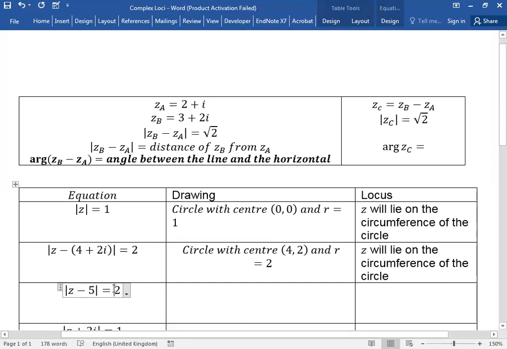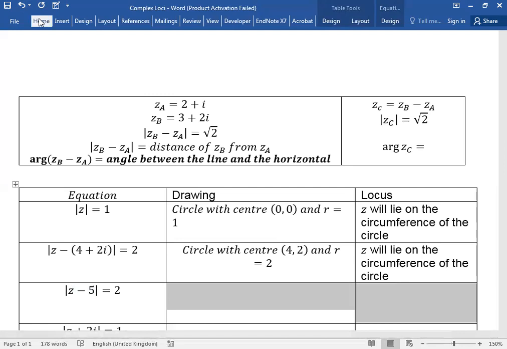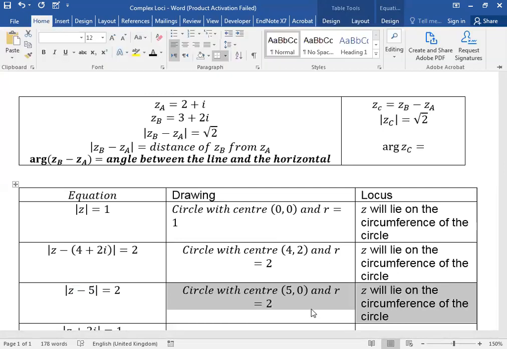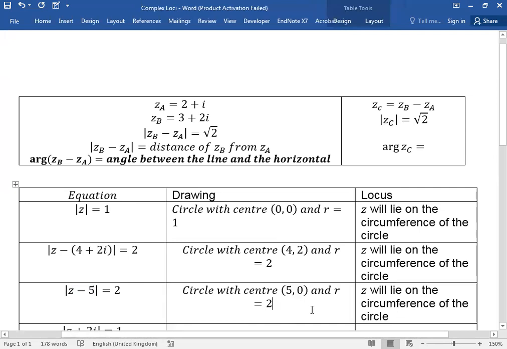Okay, now if I ask you the mod of Z minus 5 is equal to 2. What does that mean? Again, I don't know what Z is, where the complex number Z lies. So what will I say? That the distance of Z from 5, now if I'm saying just 5, that means a real value of 5, is 2. Again, understand the drawing and the locus. Both are two different things. So you'll still be drawing a circle. The center will be 5, 0. The radius is 2, and you will say Z will lie on the circumference of the circle because its distance from 5 is always 2.